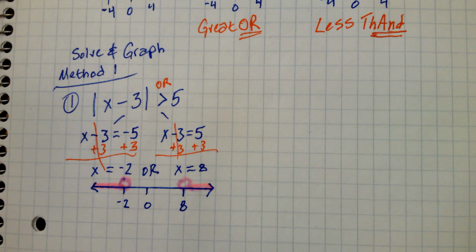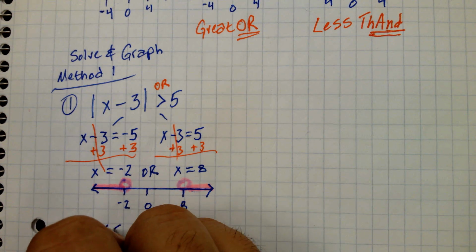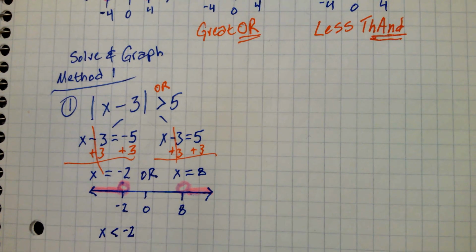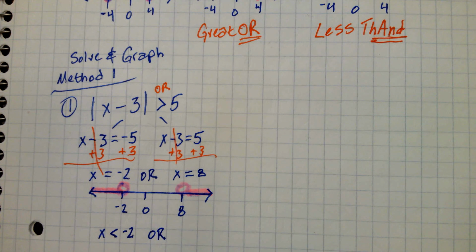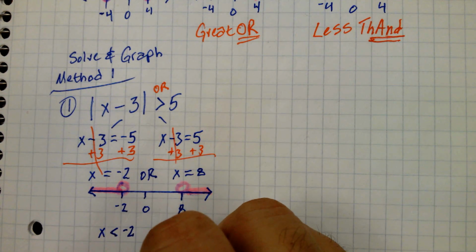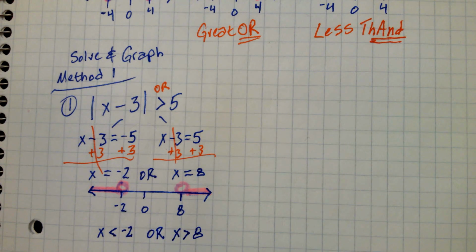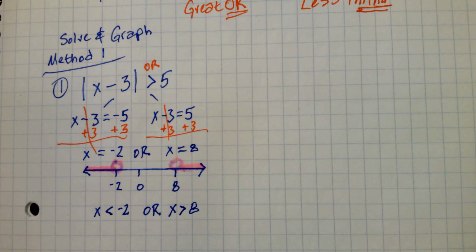So now if we're going to write our solution, now that we have all our facts, it's going to be x is less than negative 2, or x is greater than 8. And there's our solution. It's an or inequality.